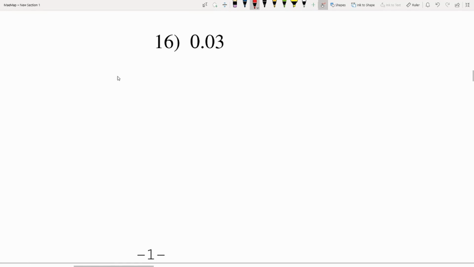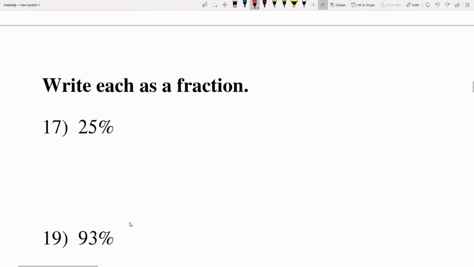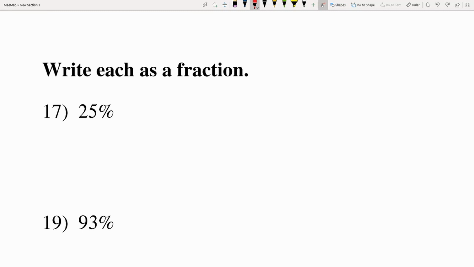And then lastly in this section, number 16, we're moving that decimal point again 2 to the right because we're converting between a decimal and a percent. So going from decimal to percent, multiplying by 100, we get 3% for the last number in this section on our worksheet. Now, moving on to the next page, we're now going to convert between percents to fractions.